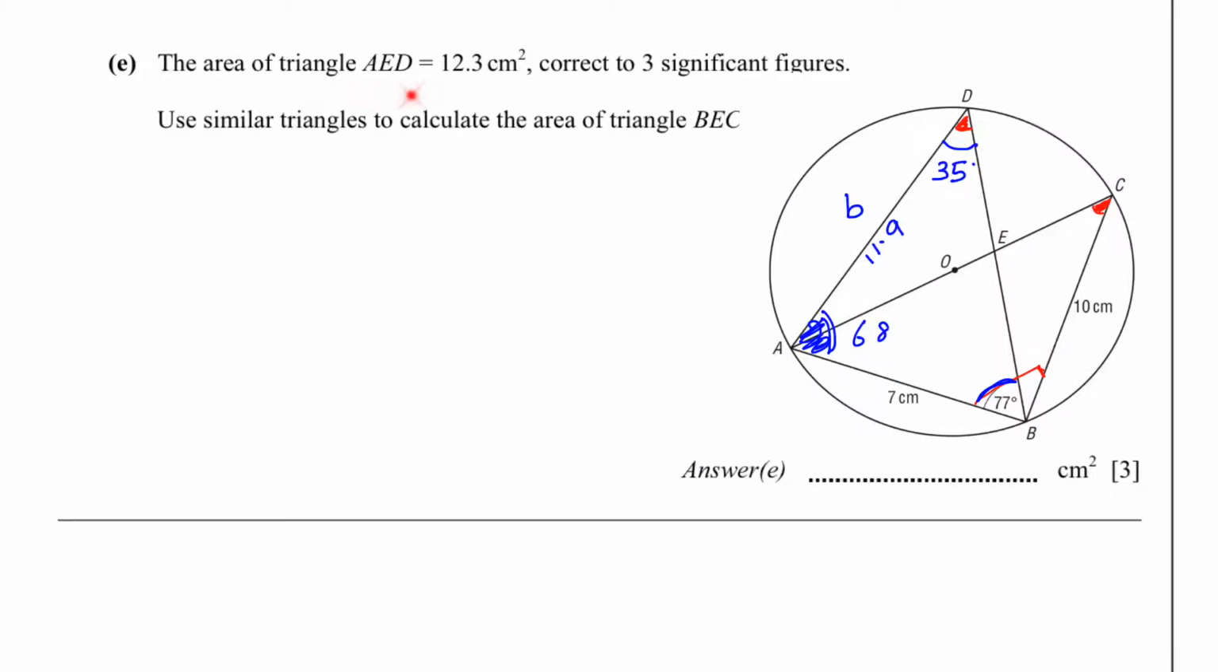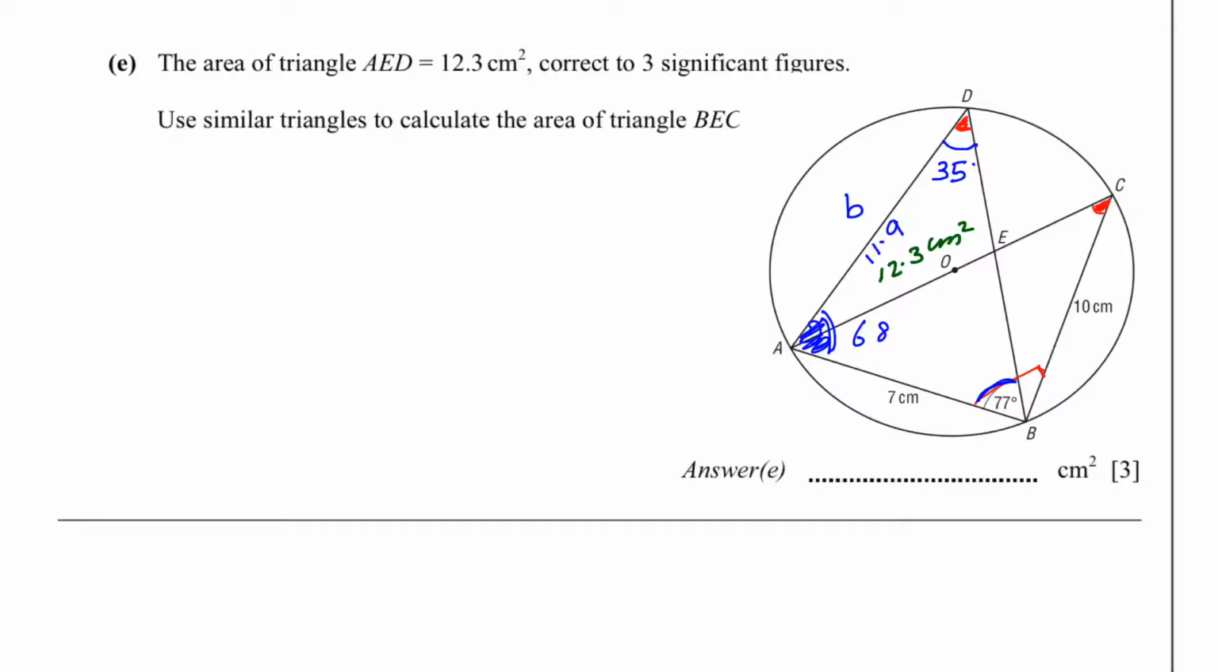The area of triangle AED is 12.3 square centimeter. So this here, AED, is 12.3 square centimeter. Correct to three significant figures. Use similar triangles to calculate the area of triangle BEC. Now we need to find BEC.